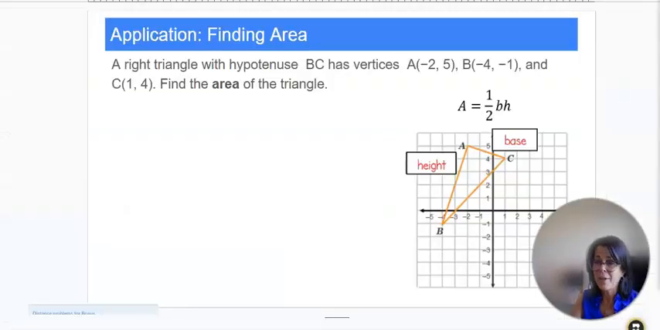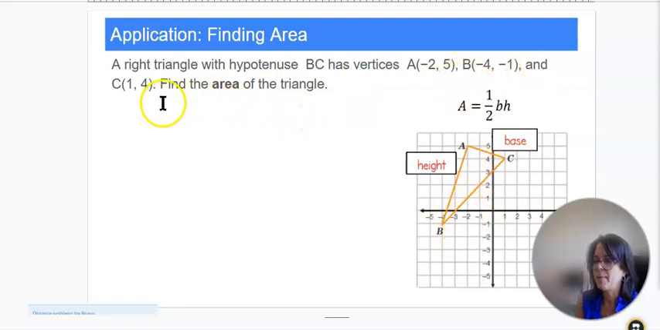So how and why do we need to use the distance formula? Anytime you need the length of something on a coordinate plane, on a graph, you're going to use the distance formula to find length. Length is the distance between the two endpoints. In this case, we have a right triangle.